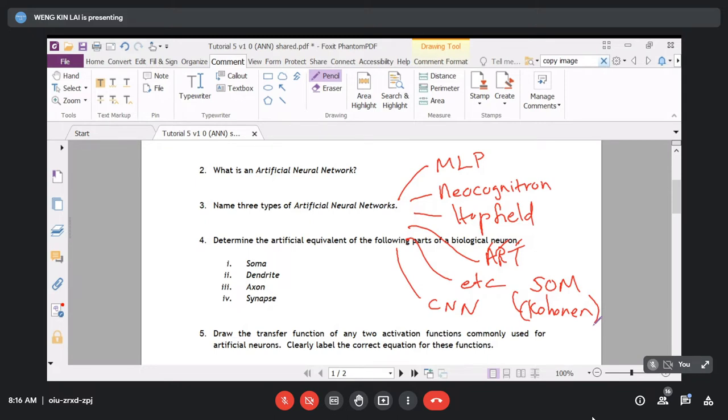Now, question four, we look at the names. These are the biological terms of the biological neuron. Now, what are the artificial equivalents of these biological parts of a neuron? Soma, dendrite, axon, synapse. Any one of you? Hangxiang, for example, what is the artificial equivalent of a synapse? Hangxiang, are you there? I'm doing this randomly. I'll pick one of you to make sure you are here.